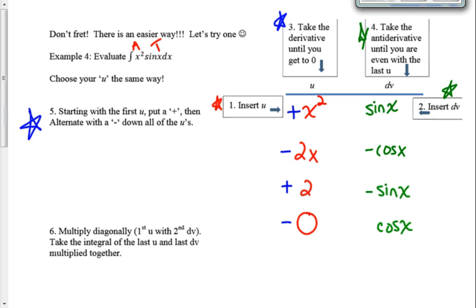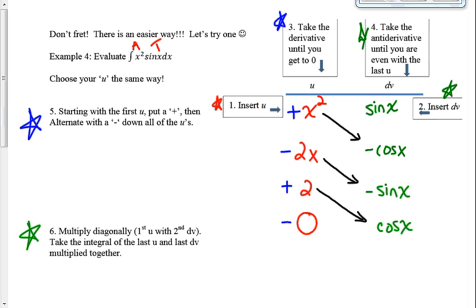Step 5. Multiply diagonally the first u with the second dv. So I'm going to multiply like this. The first u times the second dv. And I'm going to continue doing that like this.